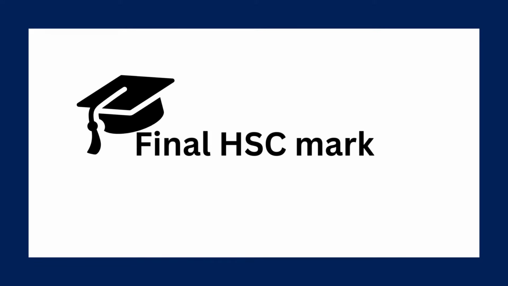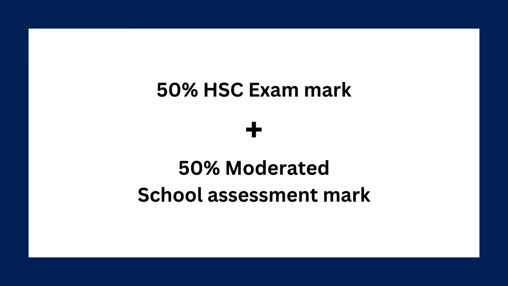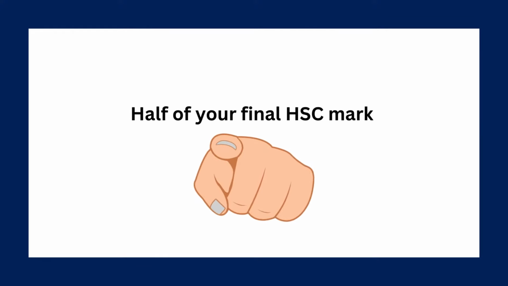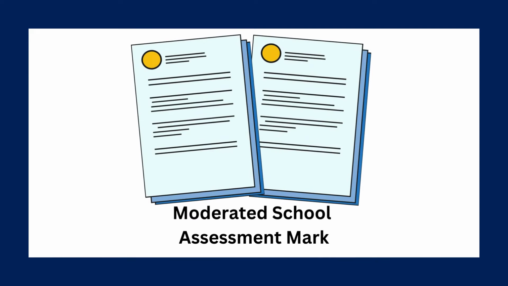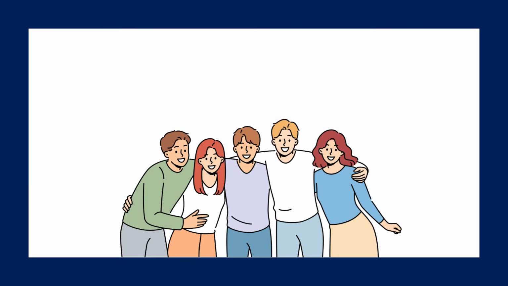Your final HSC mark for a course is made up of 50% HSC exam mark and 50% moderated school assessment mark. With half of your final HSC mark coming from your moderated school assessment mark, it is vital that this is fair. That's why we moderate so carefully and make sure that you and every other student get the mark you deserve.